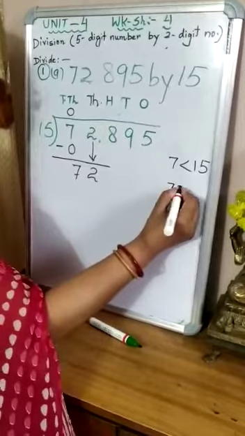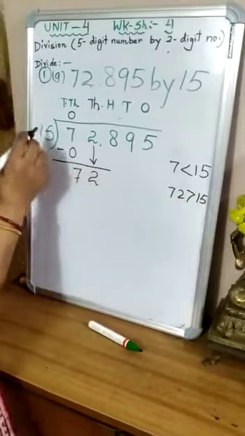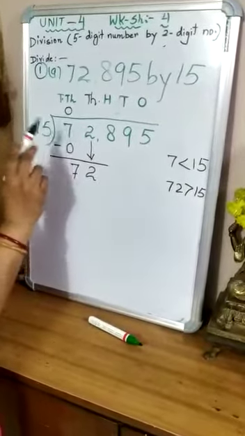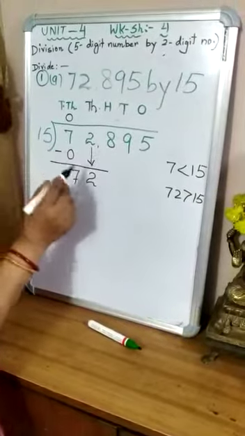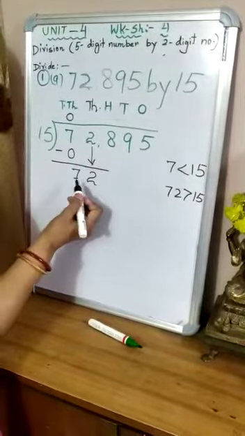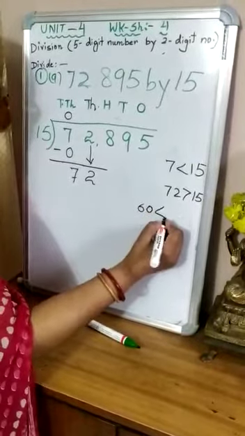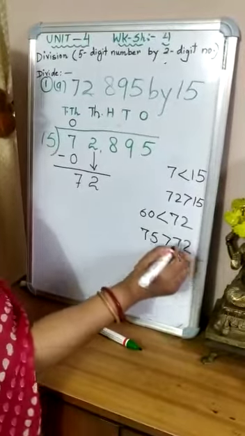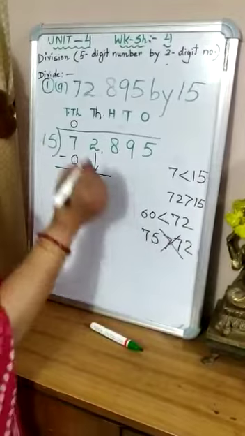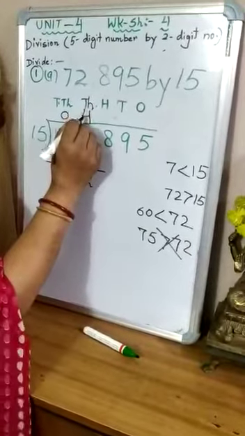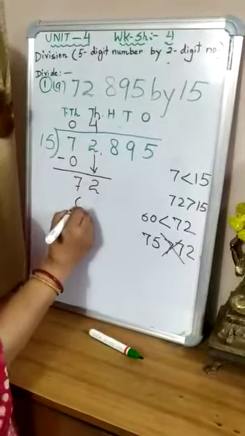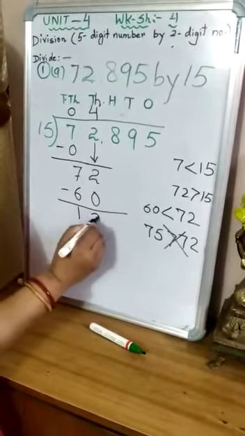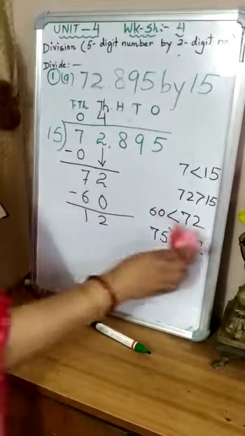Here 72 is more than 15. So I will start the multiplication table of 15. 15 fours are 60. 15 fives are 75. So here we see that 15 fours are 60, and 60 is less than 72. But 15 fives are 75, it is more than 72, so it is not possible. So I will write 4 as a quotient in the thousands place. 15 fours are 60. So I will subtract 72 minus 60. It is 12. Correct? Now I am erasing this one.